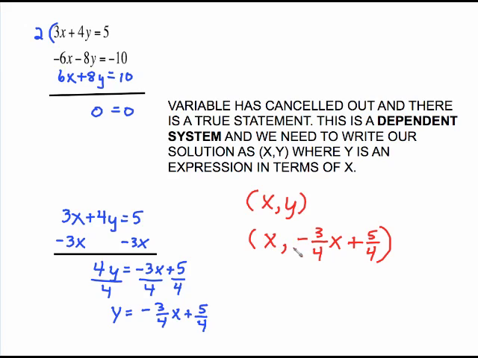That means any point that fits this criteria is going to work back up in here. You know, let x be 1. If x were 1, put 1 in here for x. -3/4 times 1 is -3/4, plus 5/4 is 2/4, which is the point 1, 1/2. That means if I put 1, 1/2 into both of these equations, I will get a true statement. This is not the only point. Any point I put in for x and then find its partner y using this equation will be a solution to this, because our solution here is infinite points that fit that criteria.